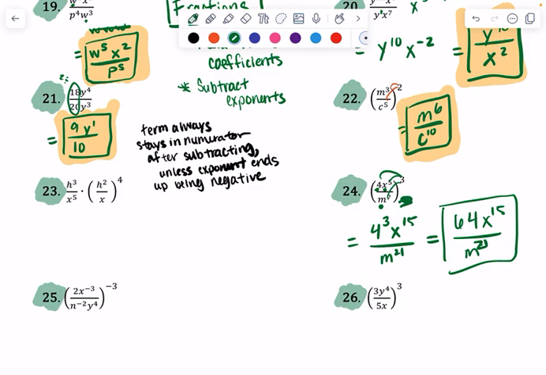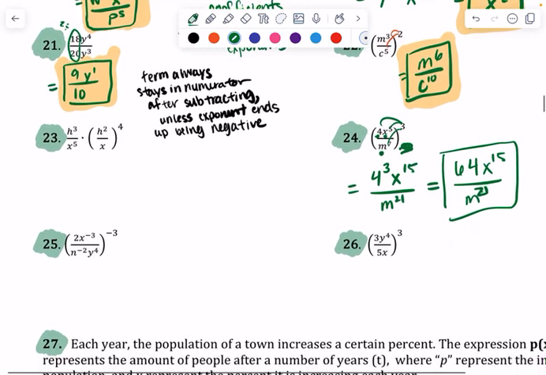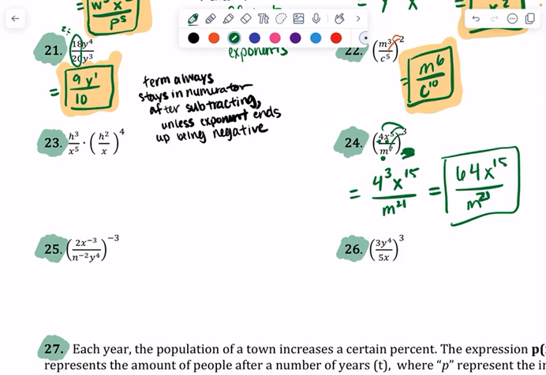Okay, let's do 25. I'm going to skip 23. All right, so how many terms you got here? A 2, an x, an n, and a y. All 4 of those terms are getting that negative third power. So let's just go through it one term at a time. 2 gets that power of negative 3. Negative 3 times negative 3. X to the 9th. Negative 2 times negative 3. N to the positive 6th. Y to the 4th to the negative 3rd. Multiply them. Y to the negative 12th.